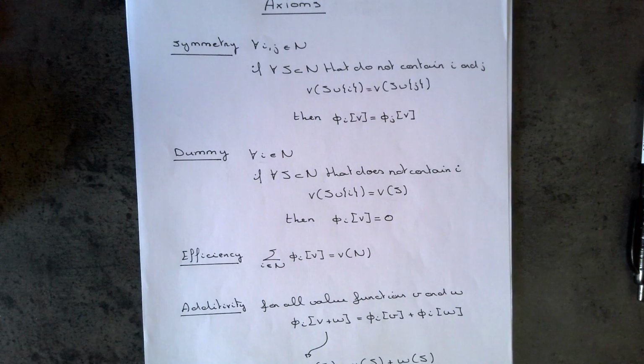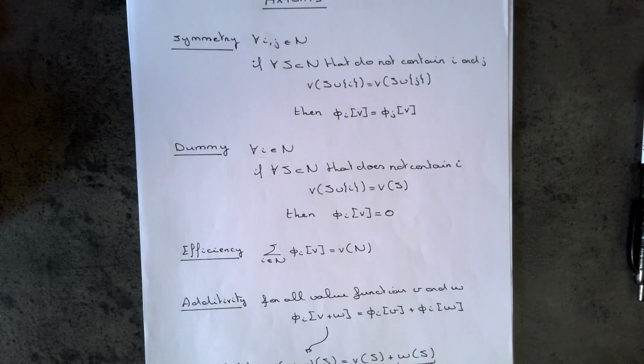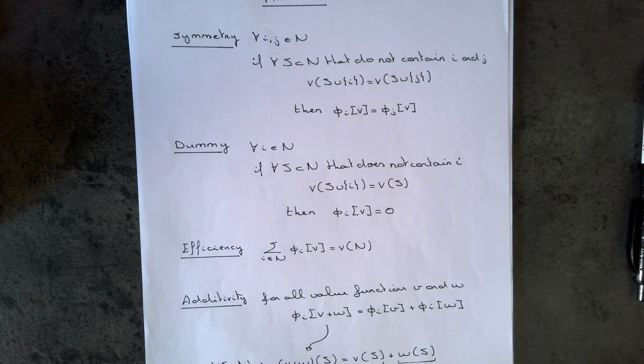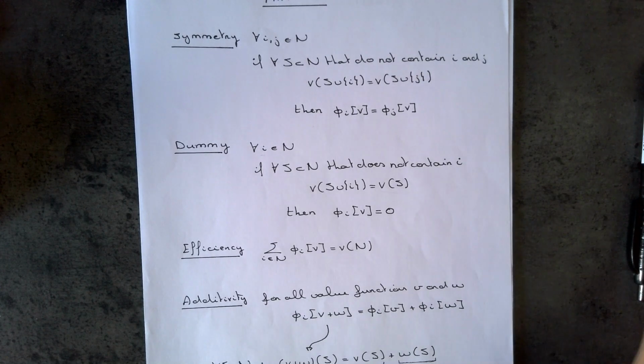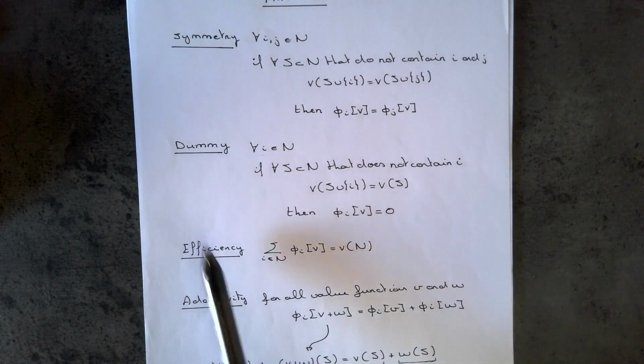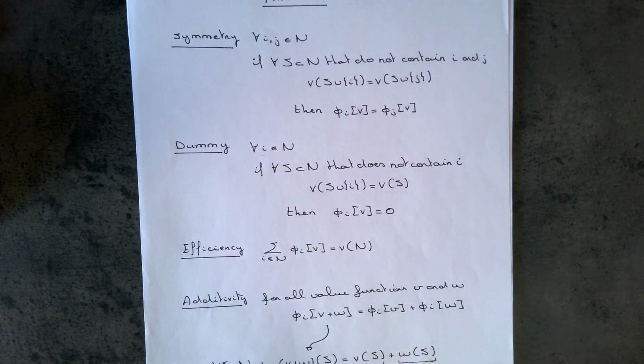So in the previous video, we talked about the four properties that are satisfied by the Shapley value. In particular, the properties of symmetry, dummy, efficiency, and additivity. And there we also showed that the Shapley value indeed satisfies these properties.